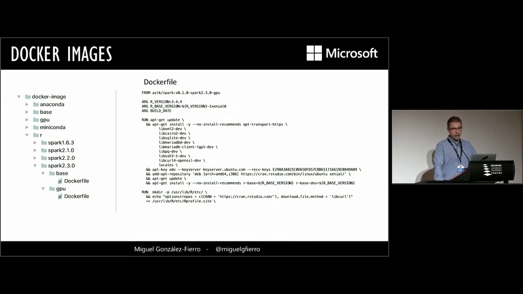Some are from Anaconda and Miniconda for Python. Also, there are others for GPU, and also you have for R. And here again, depending on the Spark version that you want to use, you have the base version, which is basically the CPU version, and the GPU version. And the typical Docker file can be seen there.